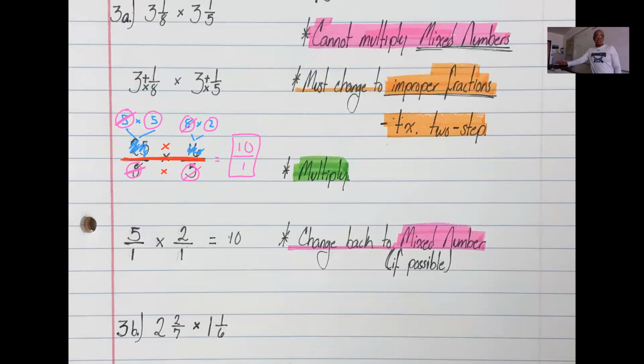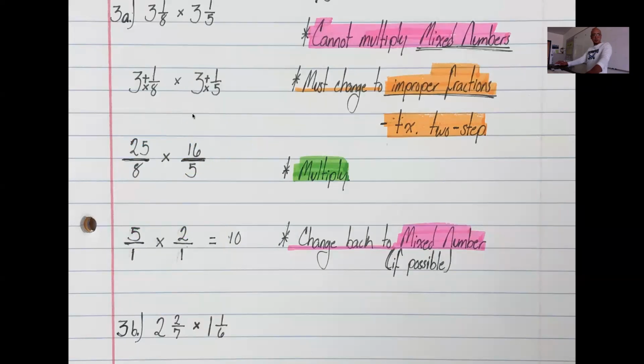Notice that in essence, once I crossed everything out, all I had left on this fraction was a 5, and all I had left on this fraction was a 2. All I had left over in my denominators was a 1, and that's how I got the 10. Awesome. Let's try another one.